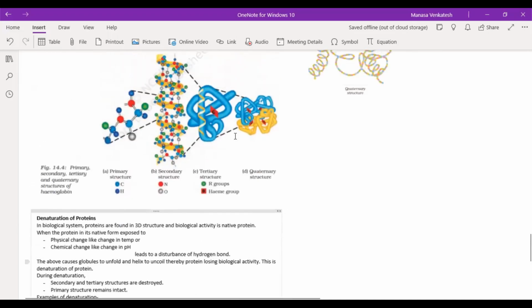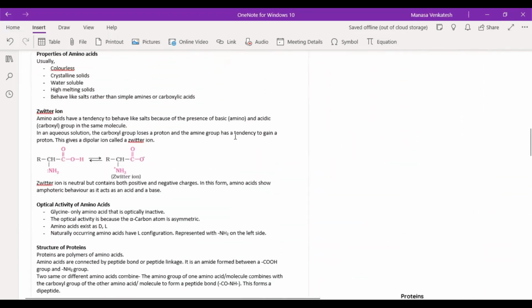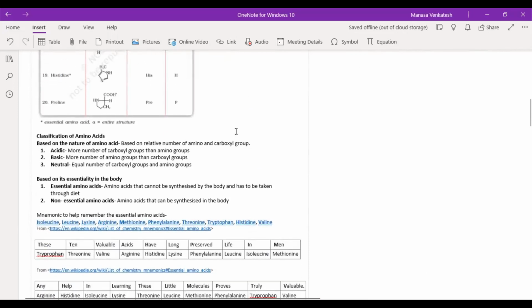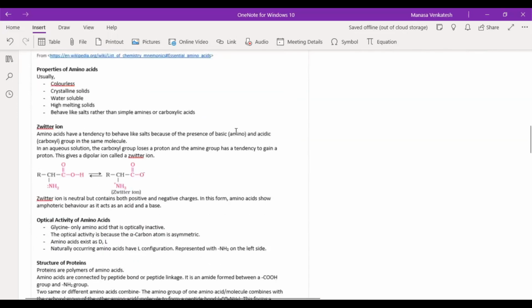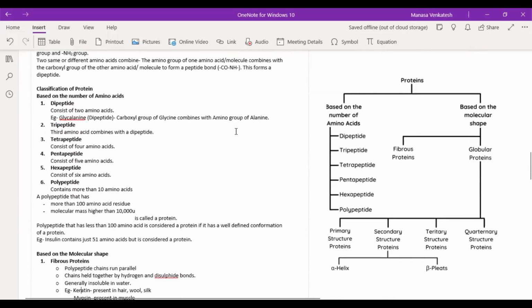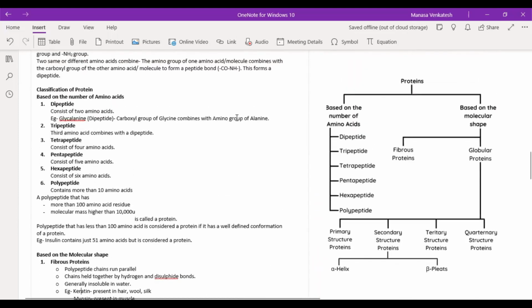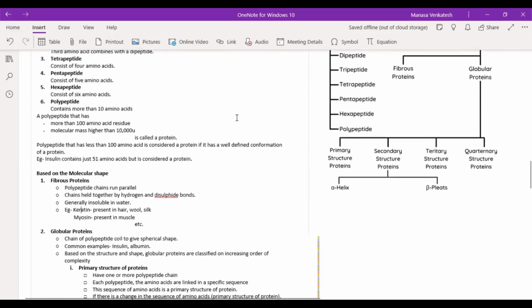With that, we're done with proteins. So proteins consist of amino acids. We learned about the classification of amino acids, formation of a peptide bond, and classification of proteins as fibrous and globular, and that further was classified based on the complexity. With that, we're done with proteins.